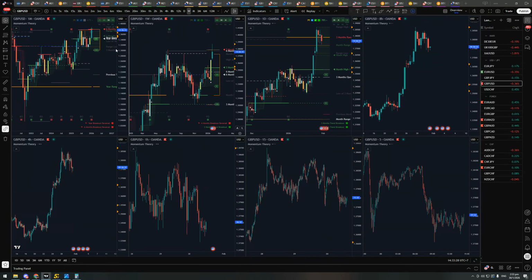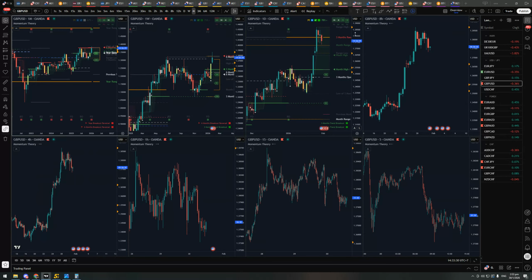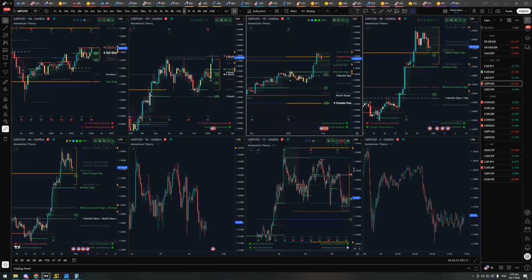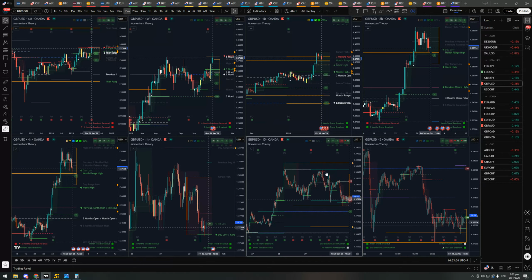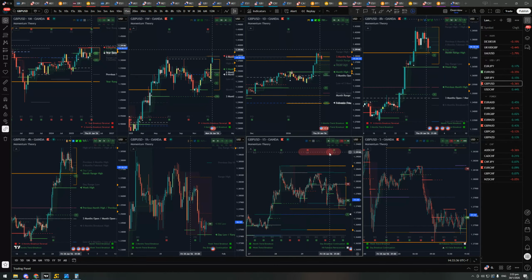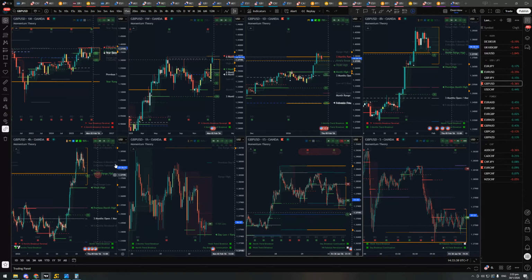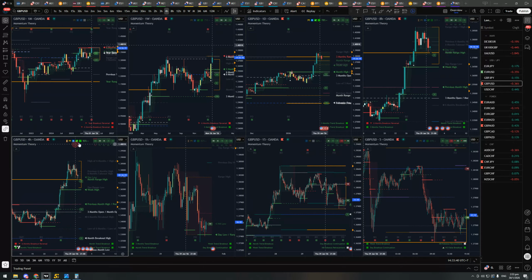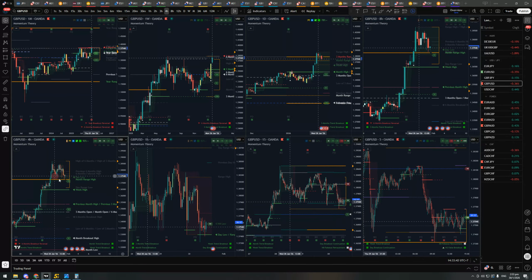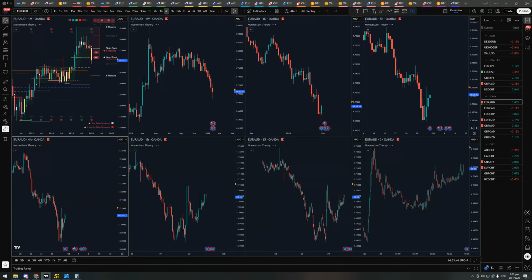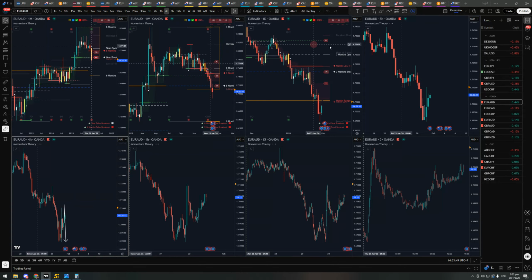GBP USD, we have trend momentum on the daily, and we don't have a setup. Bar flow is not good, not interested in this. We do have one on the H4. These are my scalping time frames, so I'll probably have a look at this at lower time frames, but for day trading, no setup. Your Oz, monthly, weekly, daily.